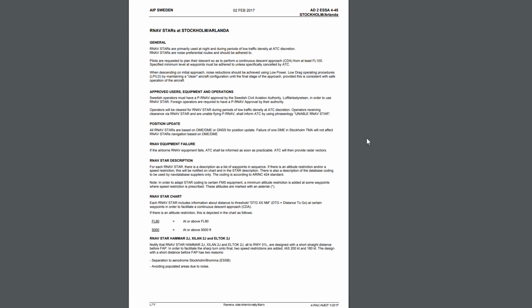So let's start to have a look at approach charts. As I told you before, Arlanda and many other airports have something called continuous descent approach, or CDA. It can also be CDO for operations. In the general section, we can read here that pilots are requested to plan their descent so as to perform a continuous descent approach from at least flight level 100. Specified minimum levels at waypoints must be adhered to unless specifically cancelled by ATC.